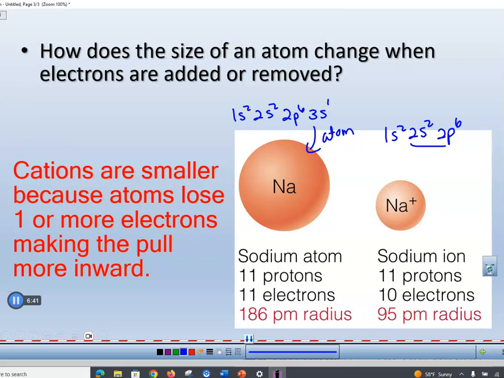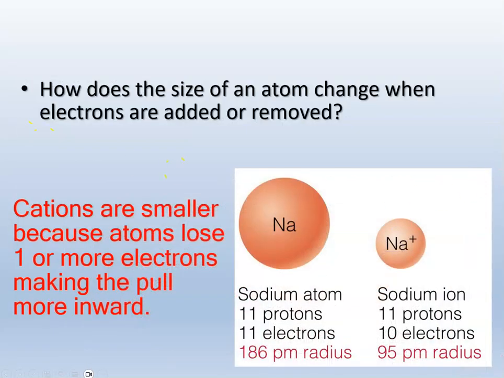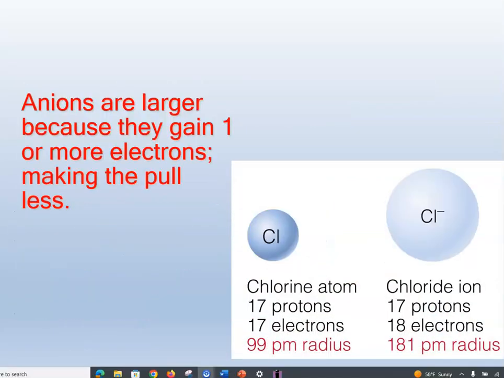So then what if you get an anion? So what about an anion? An anion has gained electrons. So when it gains electrons, there's less pull to the middle. So it actually gets larger. So when it gains electrons, it gets larger. When it loses electrons, it gets smaller, the size of the electron cloud.